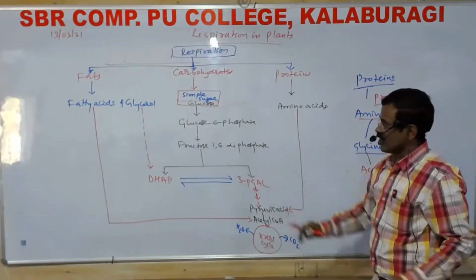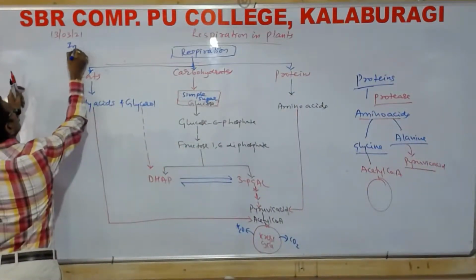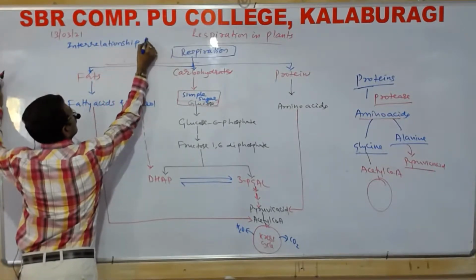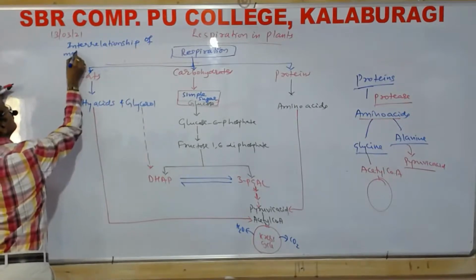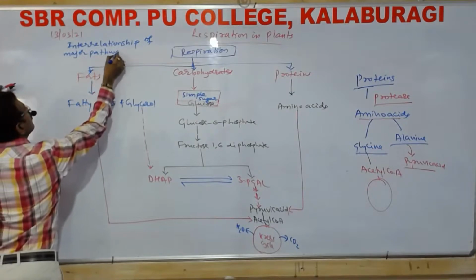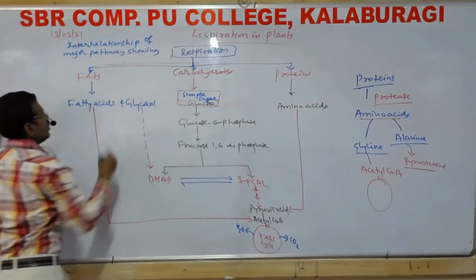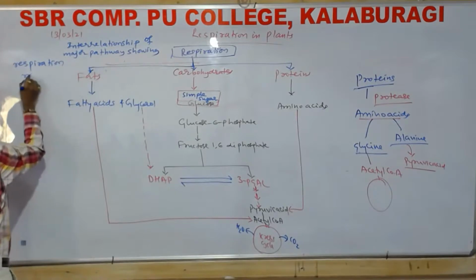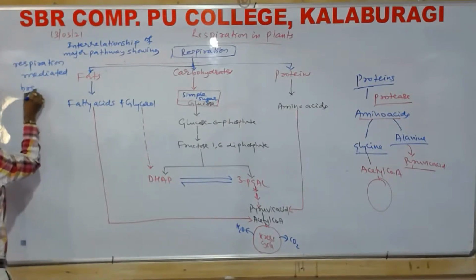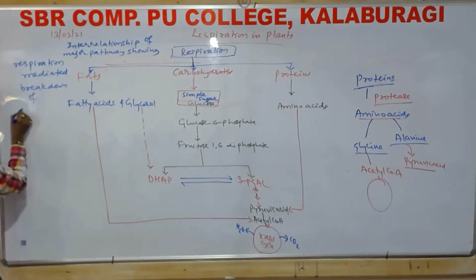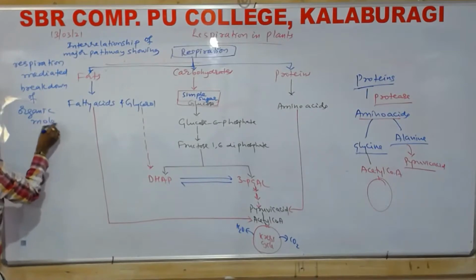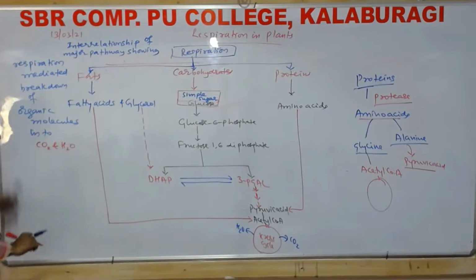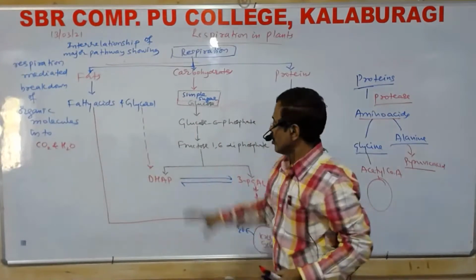Okay, so this is the figure: interrelationship of major pathways showing respiration mediated breakdown of organic molecules into carbon dioxide and water. Carbon dioxide and water. So this is the schematic figure.